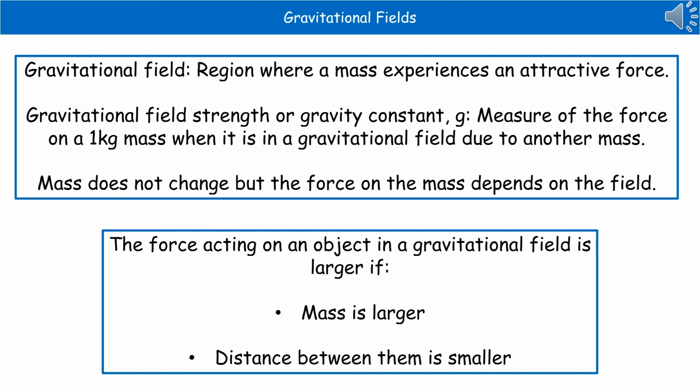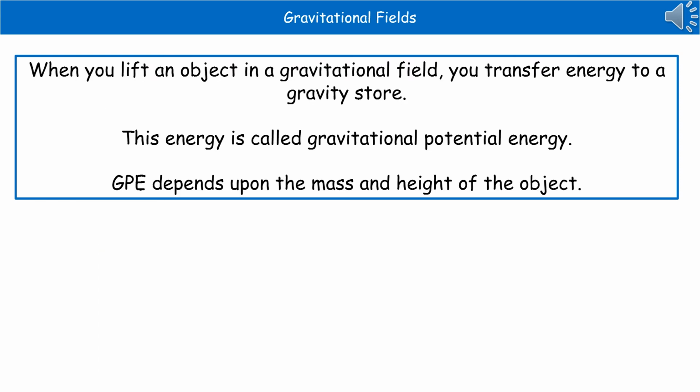Remember, mass is the amount of stuff something is made from. Weight is the actual force acting on that mass. What we find is the force acting on an object in a gravitational field is larger if either the mass is larger or the distance between them is smaller.